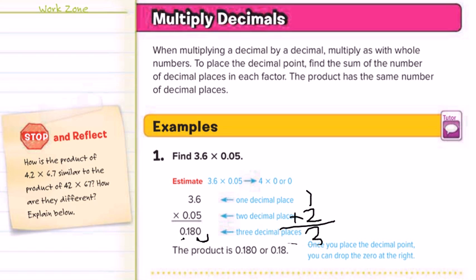So the product of 3.6 and 5/100 is 180 thousandths, or I can drop off that last 0 because I don't really need it since there's nothing in the thousands place, so I can simplify it down to 18/100.